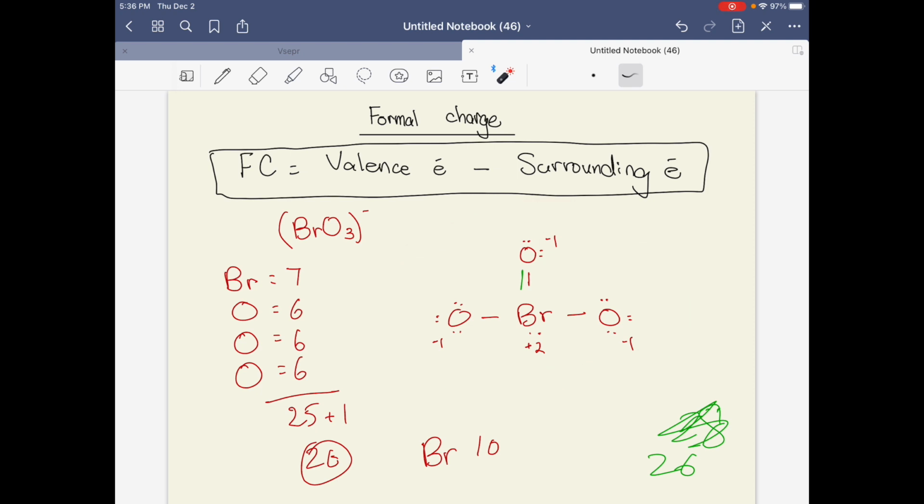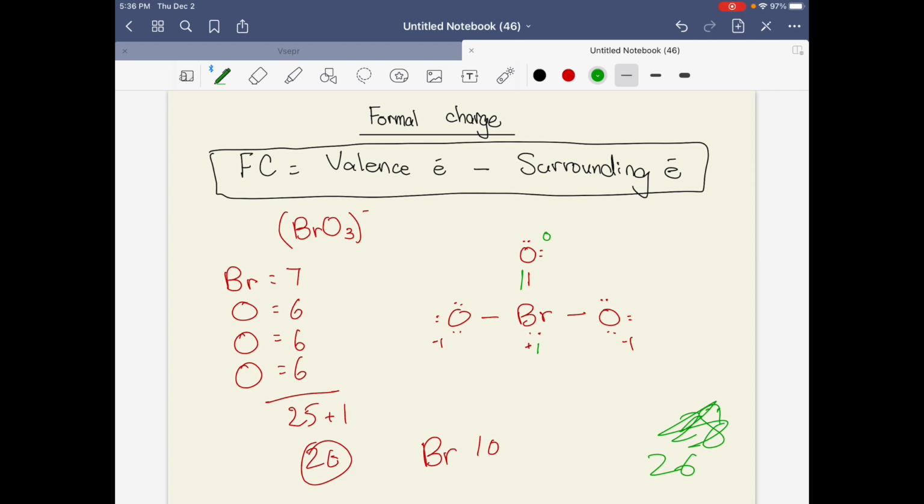Is this a better structure? I don't know. Why don't you pause this video and do formal charge again? Okay. We're back. Did it fix the problem? Yes, it did. It wasn't a big fix though, but at least this oxygen is now 0. Okay? This bromine is still charged, but it's not as charged. It's now +1. Overall, this is still -1, but that's what's supposed to be. Bromate is supposed to be -1. We fixed this. It wasn't a big fix.